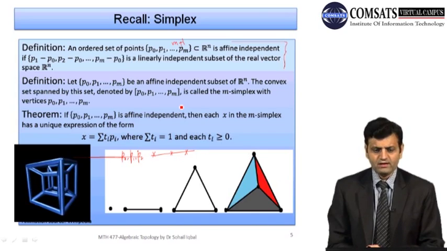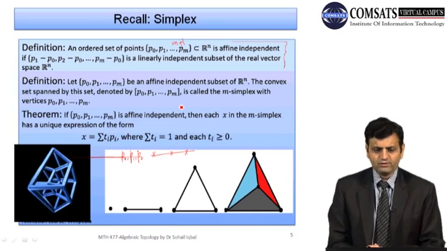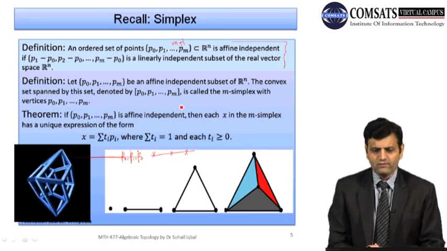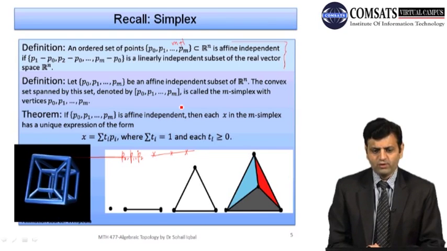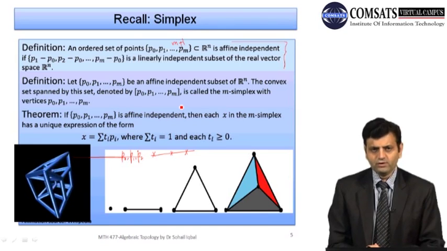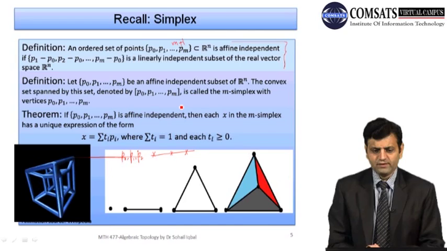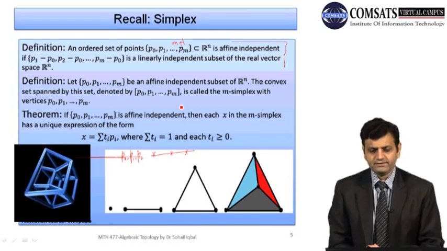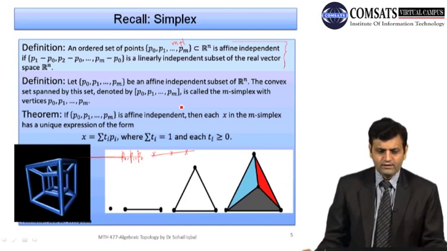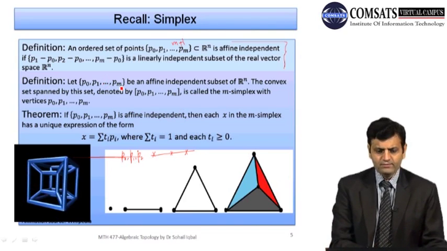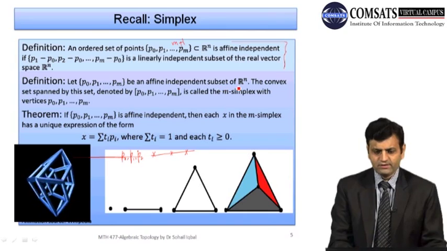For example, we can take p0, p1, up to pm. If one of these points is 0, the origin of Rn, then these points will not be linearly independent, but these points can be affinely independent. So let p0, p1 up to pm be an affine independent subset of Rn.